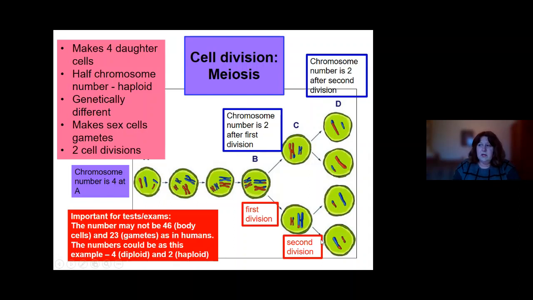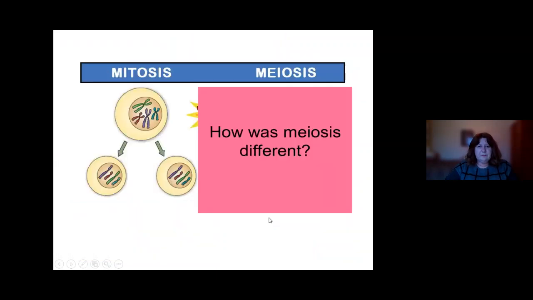And as I've said before, it's really important that for tests and exams and so on, you may be given a question that's not 46. So in this case, it's 4 and 2. Diploid is 4, haploid is 2. So you've just got to work with the information that you're given in a question.